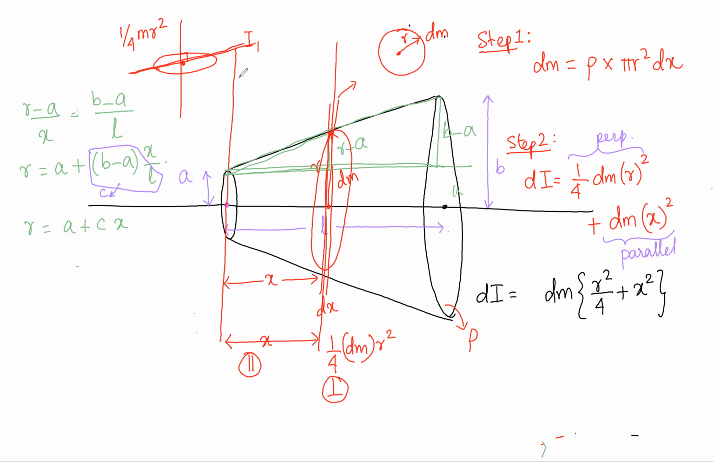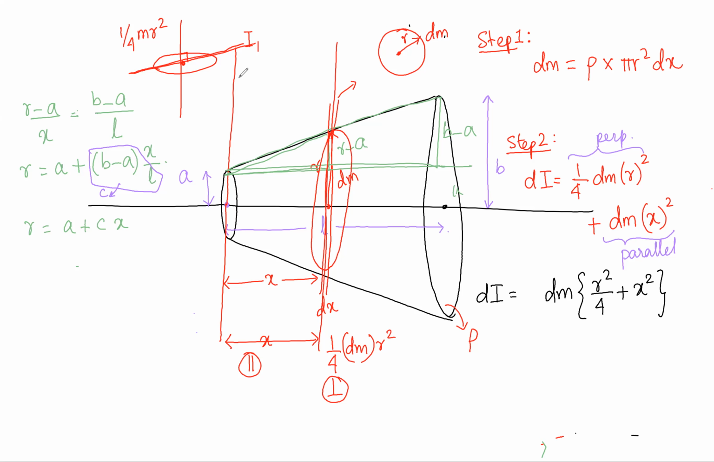So the distance between it is equal to x. That is why we also have to apply the parallel axis theorem. We have to apply both of it. Okay? And that is how we got to this point. So dI is equal to dm into r square by 4, which comes from the moment of inertia of the disk, plus m x square. So it comes from the parallel axis theorem, both.